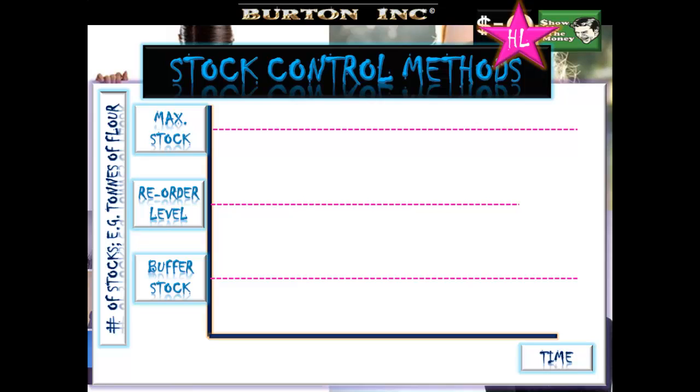A reorder level is necessary to determine, and this is going to be influenced by the economic order quantity that's referred to in the maximum stock level. So reorder quantity, we're looking at never going below our minimum level of buffer stock, so reorder quantity between buffer stock and our maximum stock level.